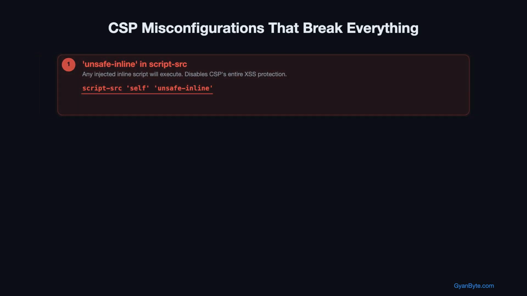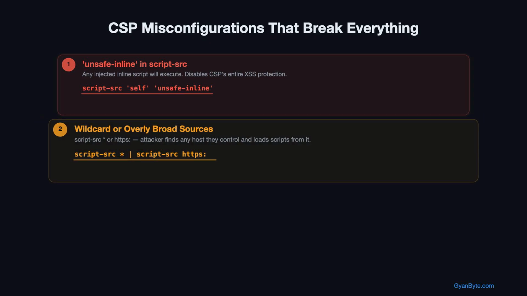Mistake 1. Using unsafe-inline in script-src. This is the most common mistake. You add it because some legacy code uses inline scripts and it's the quick fix. But unsafe-inline means any injected inline script will execute. You just disabled CSP's entire XSS protection.